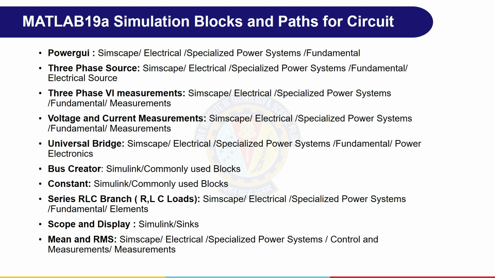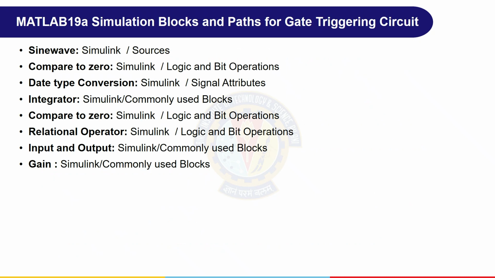MATLAB 19A simulation blocks and path for the circuit. So using this path you have to select all the blocks. MATLAB 19A simulation blocks and path for the gate triggering circuit. In the gate triggering circuit, sine wave, compare to 0, data type conversion, integrator, relation operator, input and output, gain. These are all the blocks required. With the help of this path, you have to design the gate triggering circuit.